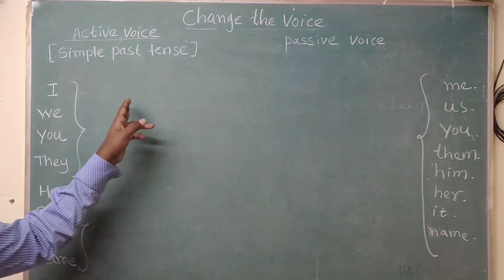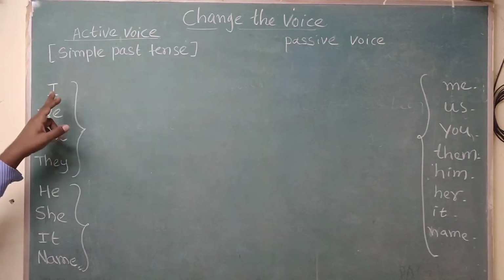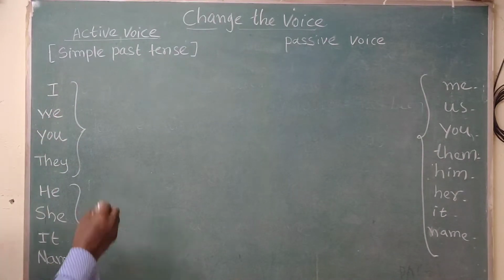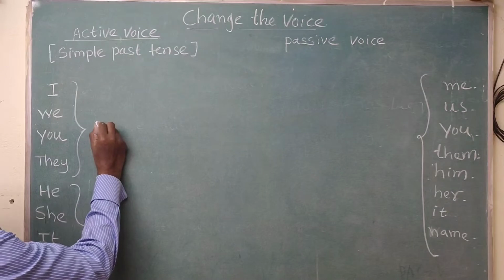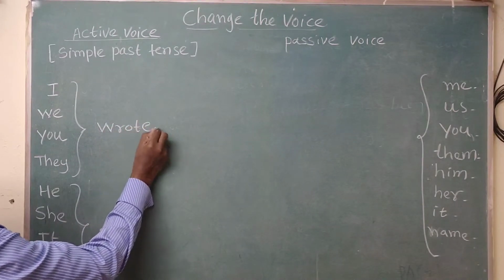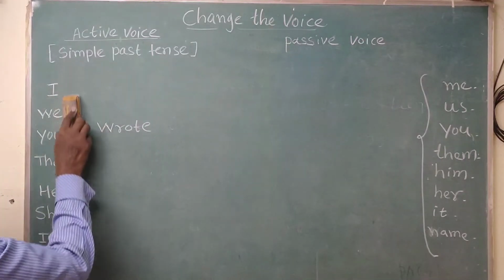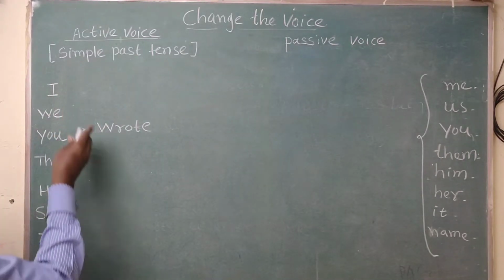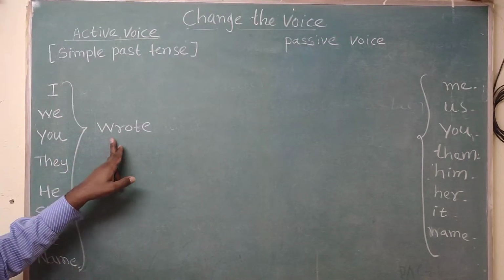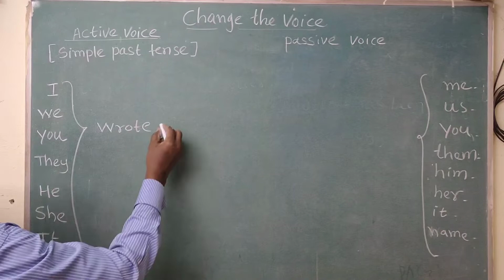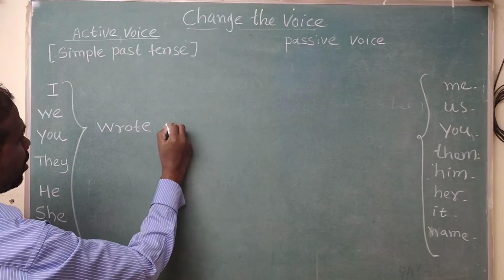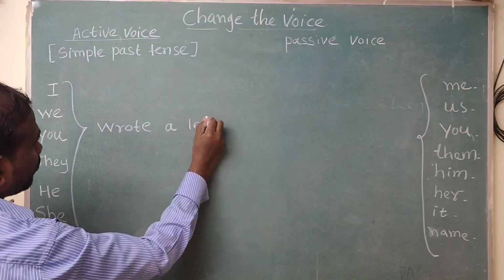The very first thing, we'll write the sentence in the simple past tense. First we'll take a subject: I, we, you, they, he, she, it, name. Then we'll take the second form of the verb, that is wrote. With all these, I, we, you, they, we will use the second form of the verb. Then we have to write a suitable object, say, wrote a letter.